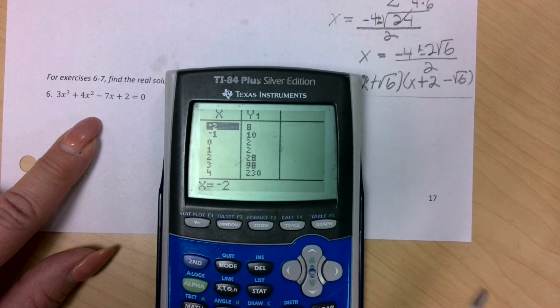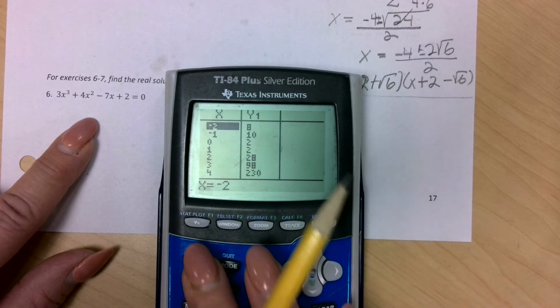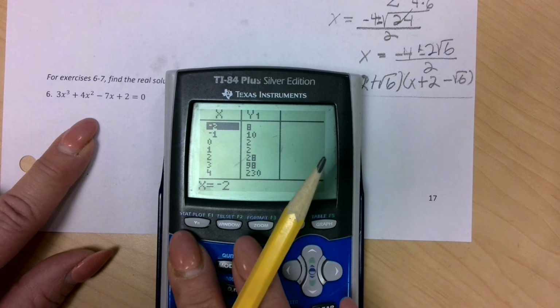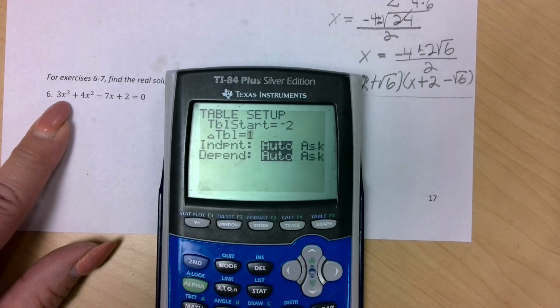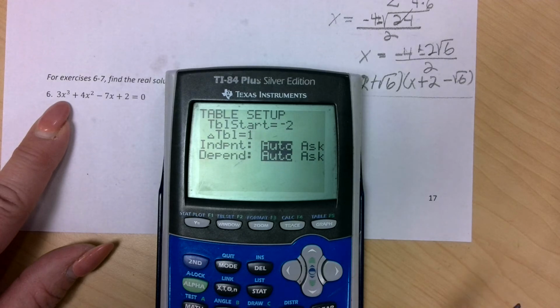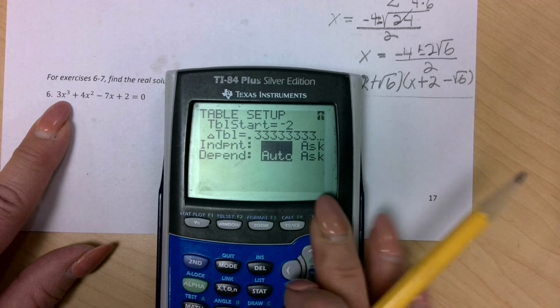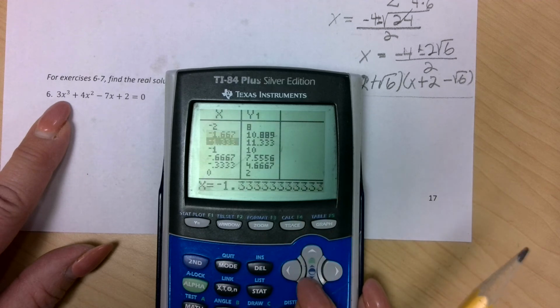So I'm going to have 2/3. Well, I can't see that in here. So I can do one of two things. I can go to my table set and change it so it goes by increments of a third, because that's what I need to divide by. So I'm going to put in 1 divided by 3. And now when I go back to my table, I can see some of my zeros.